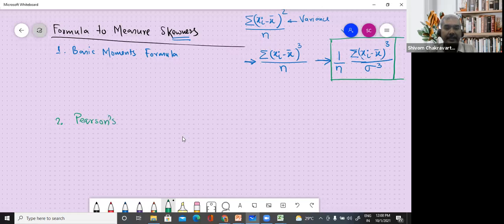Now Pearson was a very great statistician. He has worked on very many different concepts. You have Pearson's correlation also. So when you're using something, be very careful which concept it is. Pearson's correlation coefficient or Pearson's skewness calculation, Pearson's skewness coefficient.